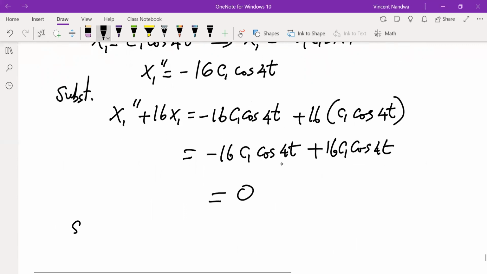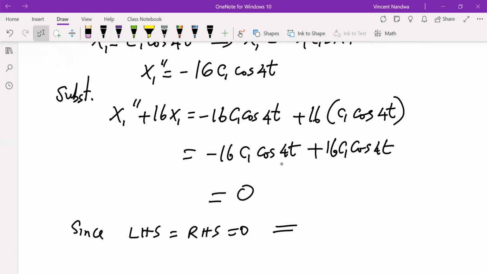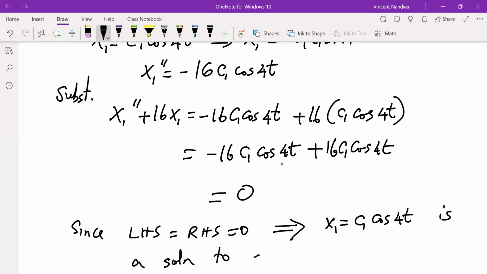So since left-hand side is the same as right-hand side equals 0, this implies x1 is a solution to this differential equation.